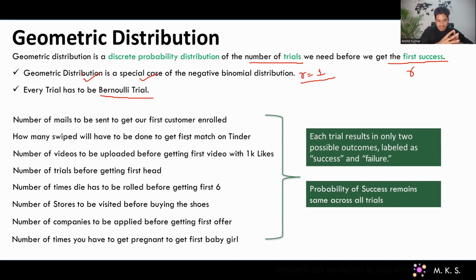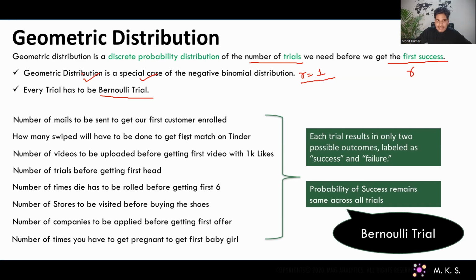Now, if your trial is satisfying these two conditions, that trial we call a Bernoulli trial, guys, right? So now I hope the definition is clear to you. What is a Bernoulli trial is also clear to you. And now you can imagine in the real world how geometric distribution is being used.